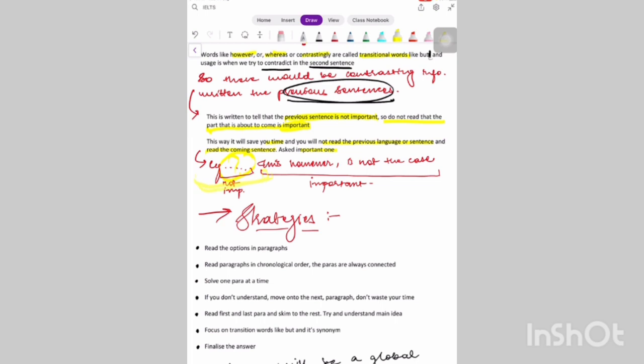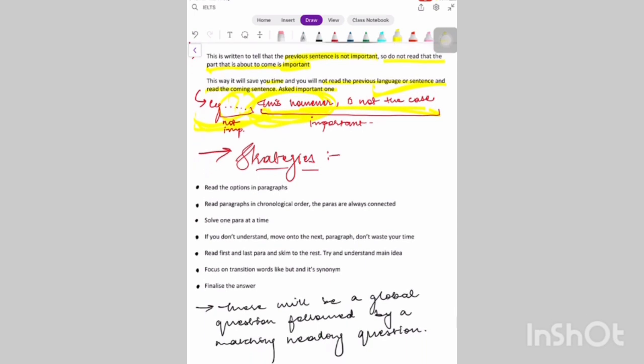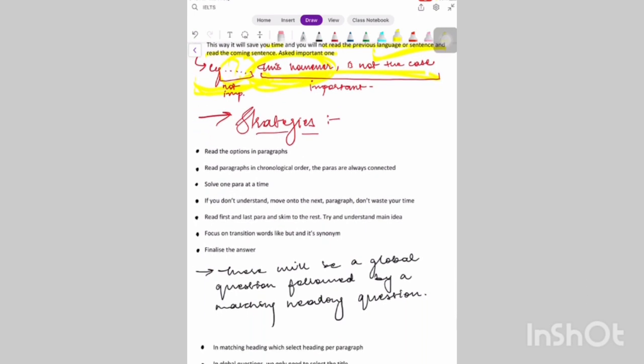Mostly I have seen that they will write, for example, that for studying for IELTS, it's not compulsory to study hard as it is easy. This however is not the case. It means you have to study hard for IELTS because it is not that easy. It's not a rocket science exam, but it's not that easy as well. Some people do not read this and they miss out on the actual correct information. So the sentences with however are important, and the previous sentences were contradicting them.